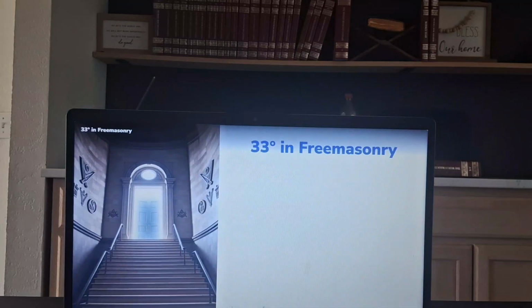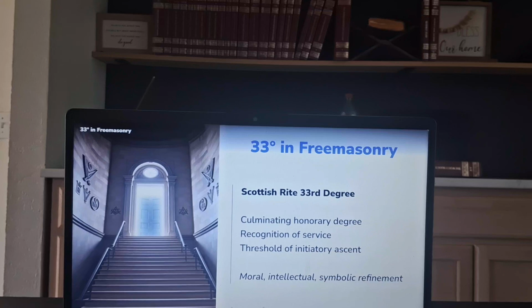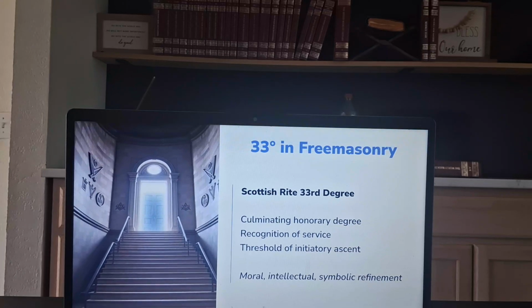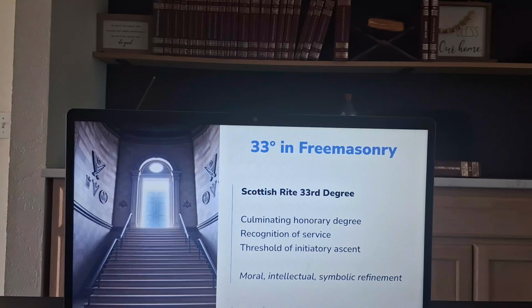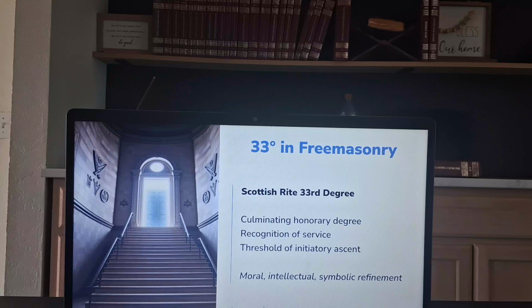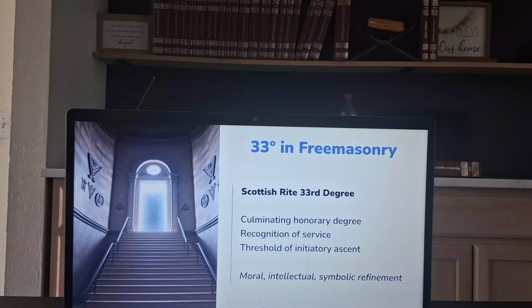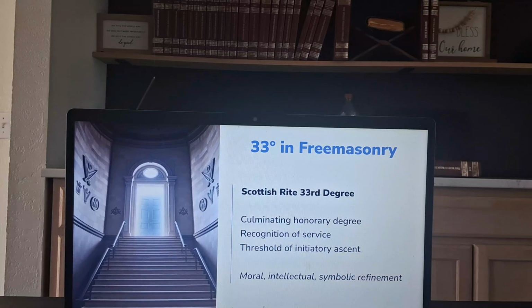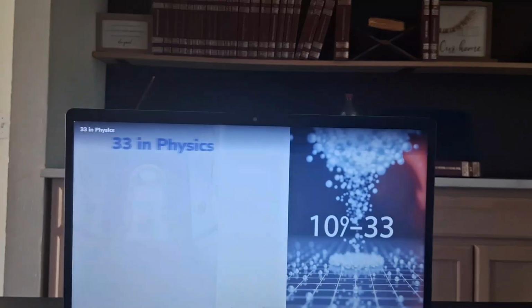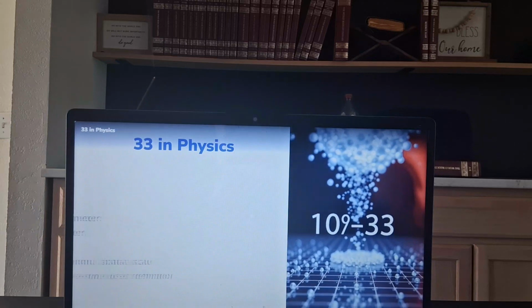In Western esoteric systems, the number appears in Scottish Rite Freemasonry. The 33rd degree is the culminating honorary degree, conferred as recognition of service. It signifies a threshold, the terminus of a graded ascent encoding moral, intellectual, and symbolic refinement. Even in physics, we encounter 33 at a boundary.